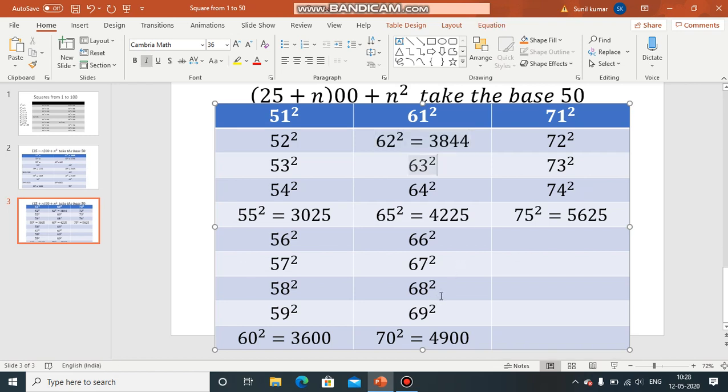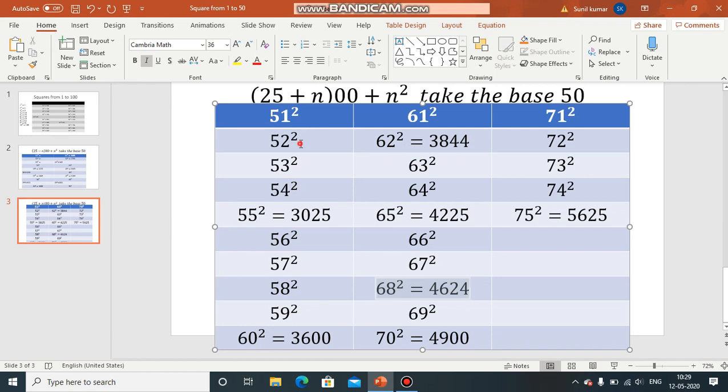Let's go for 68 square. Let us take a little difficult one. 68 means 50 plus 18, whole square. So your n is 18. Now if you add 18 to 25, you get 43. So 4300 plus 18 square. 18 square is 324. So 4300 plus 324 is 4624. So that is your 68 square.